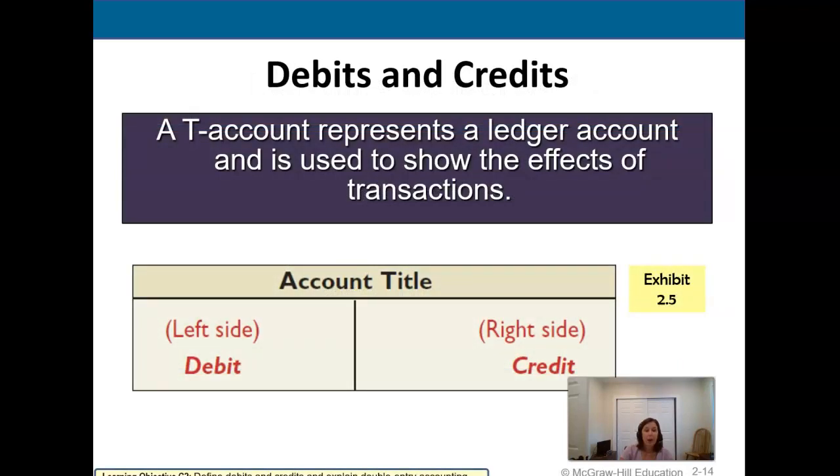Debits are on the left side, credits are on the right. Left and right of what, you say? This is something that is called a T account, and it's called that because it's shaped in the form of a T. We've got the title here at the top, and there's a left side and a right side, debits and credits.